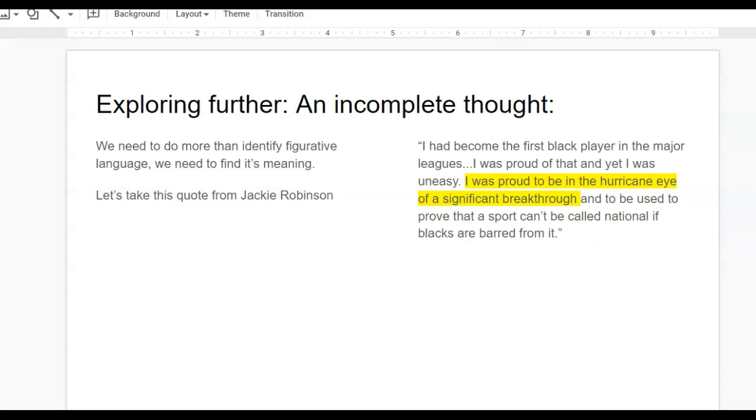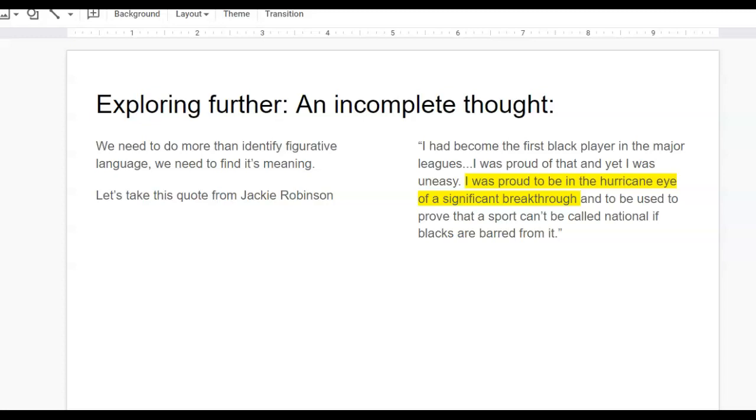So here we are. We're going to explore a little bit further with figurative language. So I have here an incomplete thought. So basically, we need to do more than just say, oh, that's a simile, or that's a metaphor. That's great, but that's an incomplete thought.